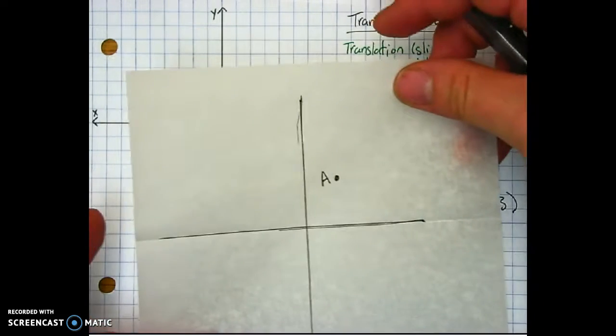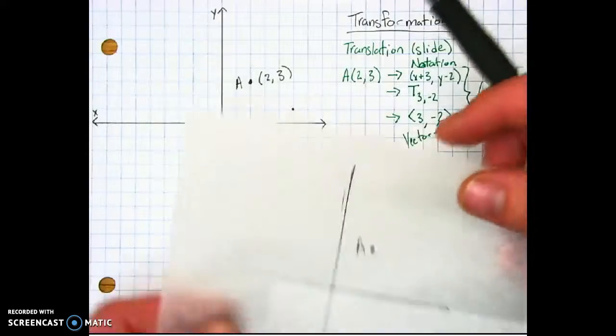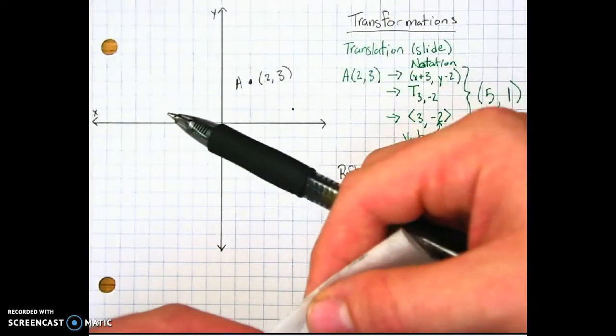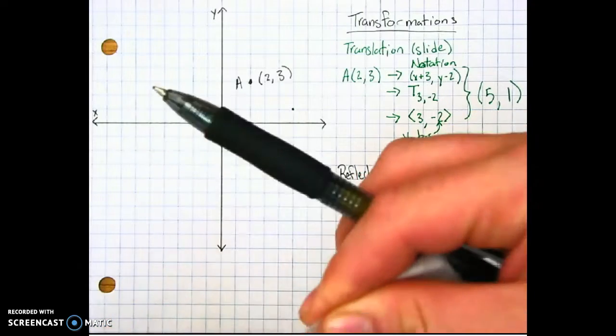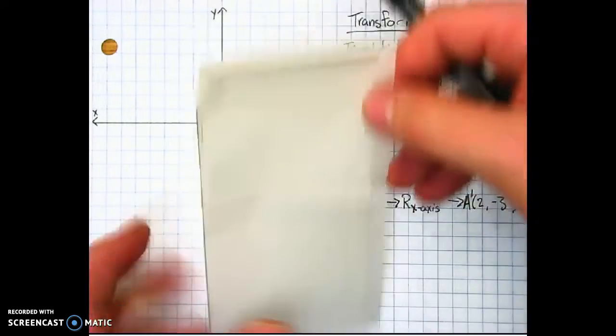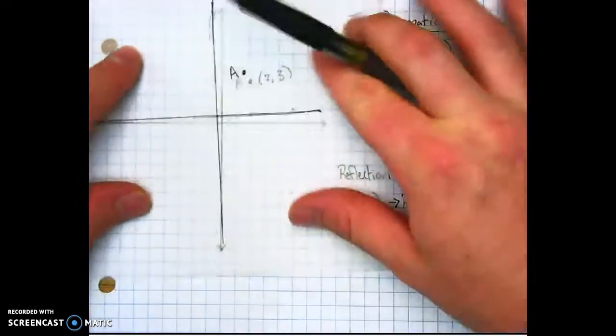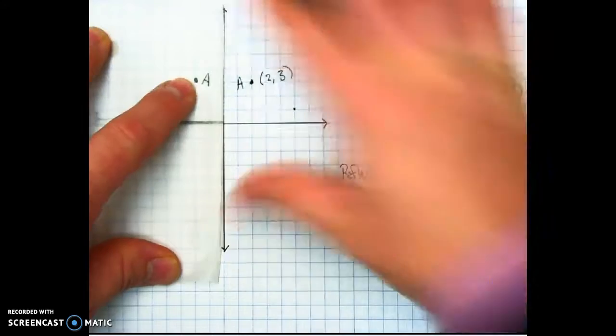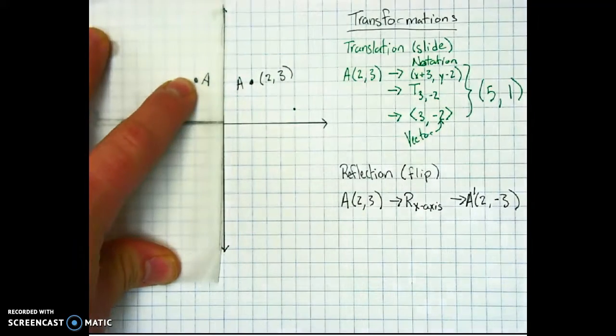Next, you'll unfold your patty paper and do the same thing over the y-axis. So we fold it this time over the y-axis and do the same. Our original point was here. When we reflect it over the y-axis, we get the point negative 2, 3. So let's put that on our list.